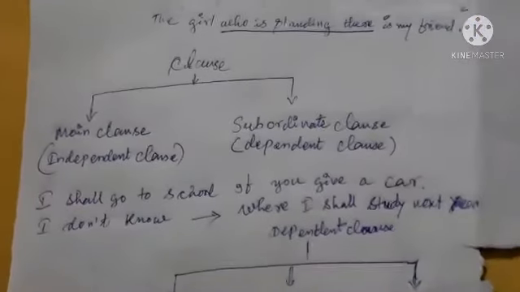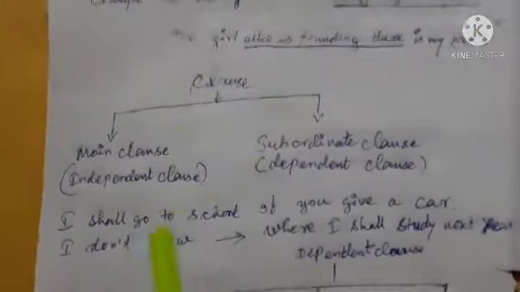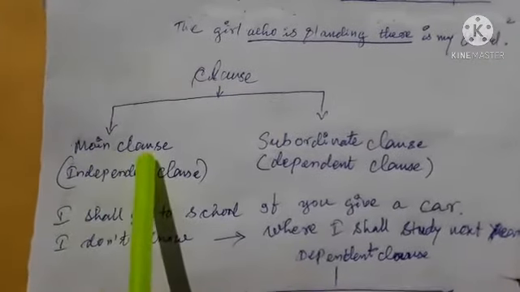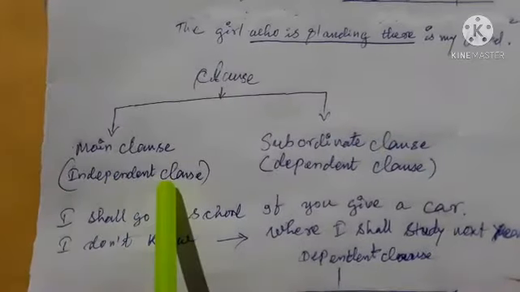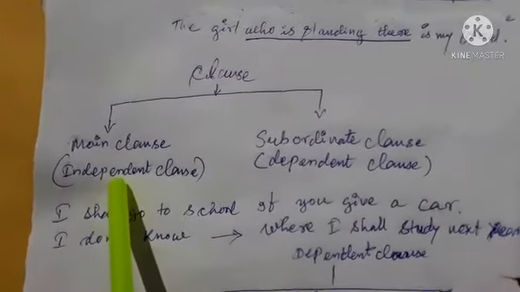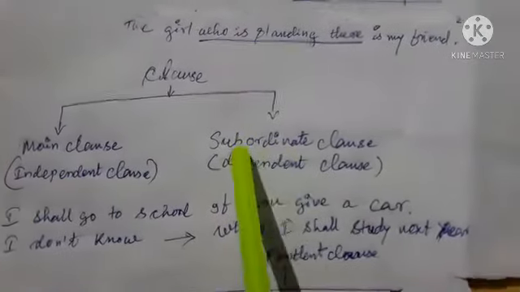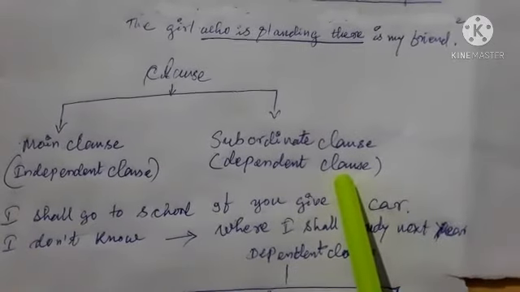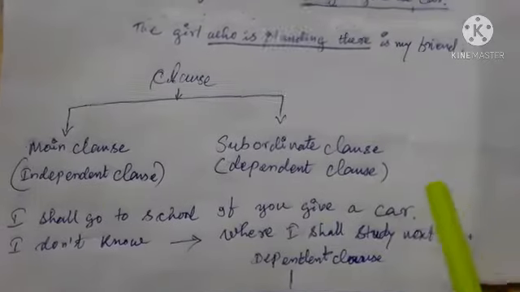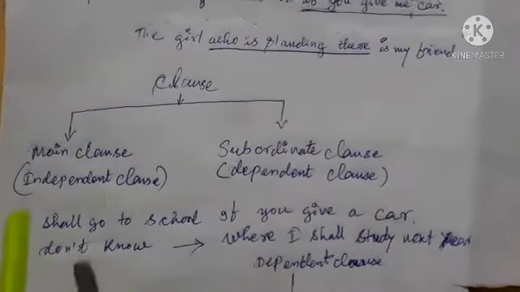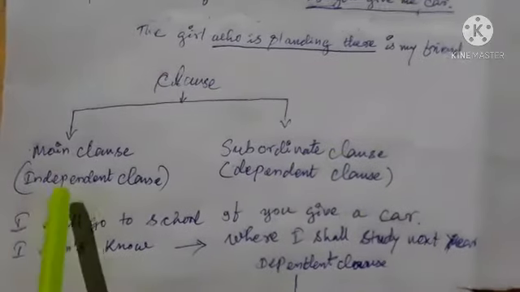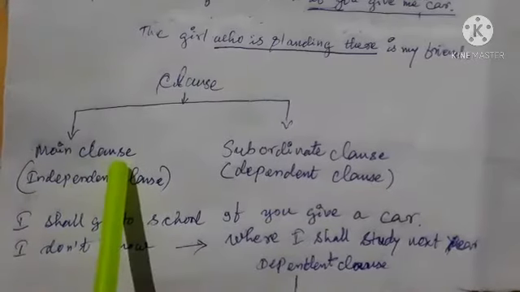So when we go further, we find that clause is divided into two. The first is the main clause or independent clause, or we can say principal clause. And the second is the subordinate clause or dependent clause. So clauses are of two types, main clause and subordinate clause. Now let us understand what is a main clause.